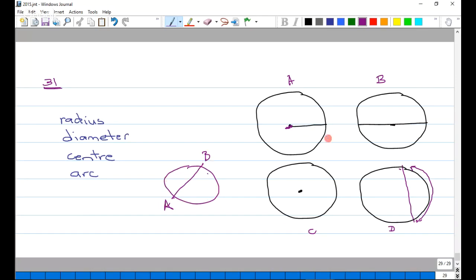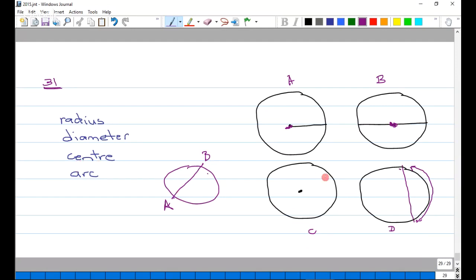So the answer would be B or D. No. The diameter is special in that it passes through the center. This is just a regular chord, but this is the diameter because it passes through the center. We can link this with the equator. When we're thinking of the equator, it passes right through the middle. It can cut the earth into what? The northern and the southern hemisphere.